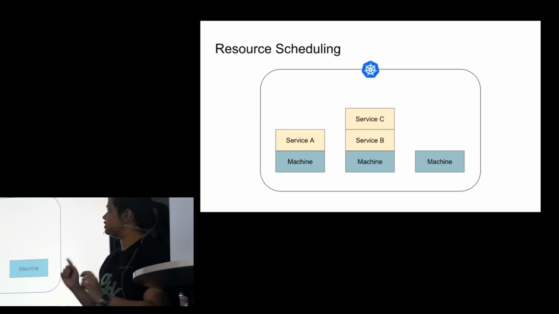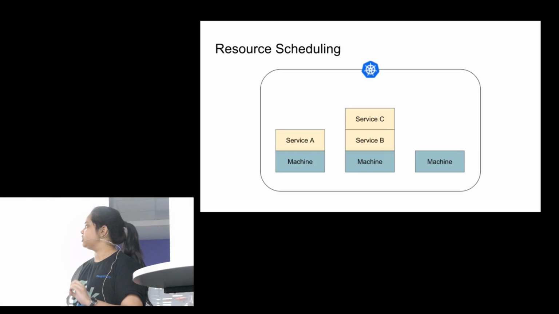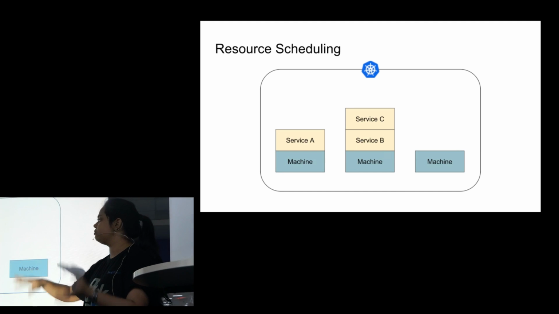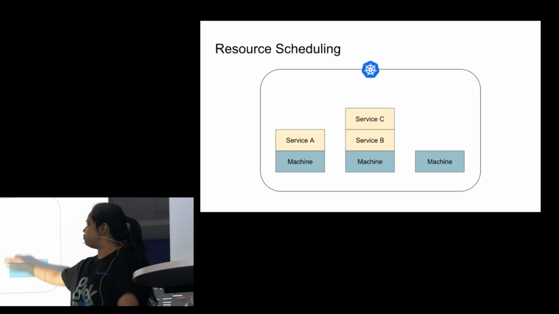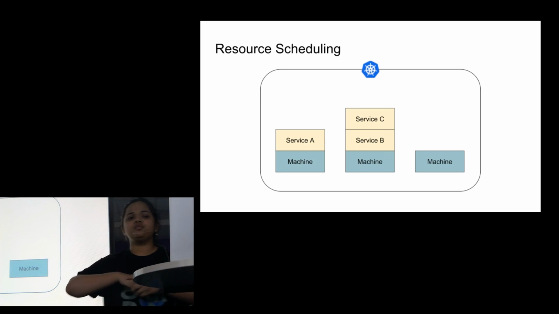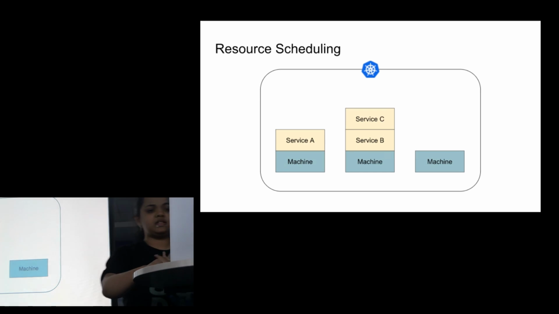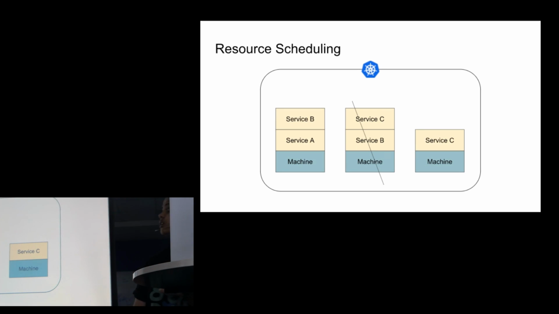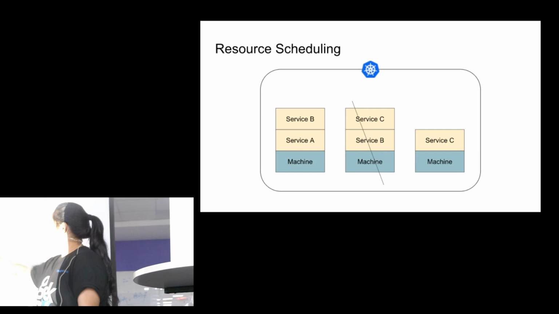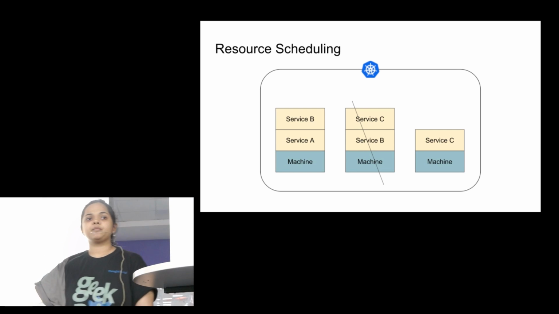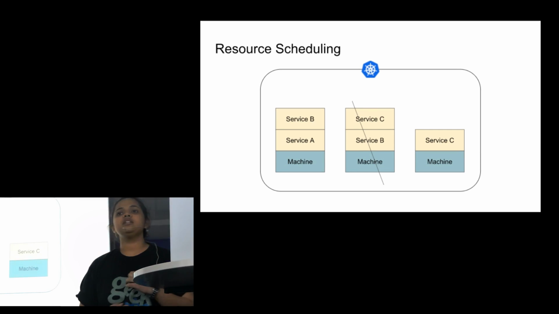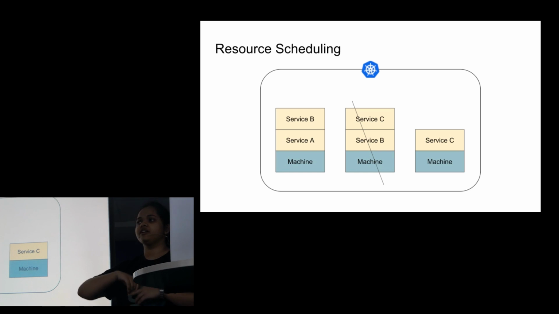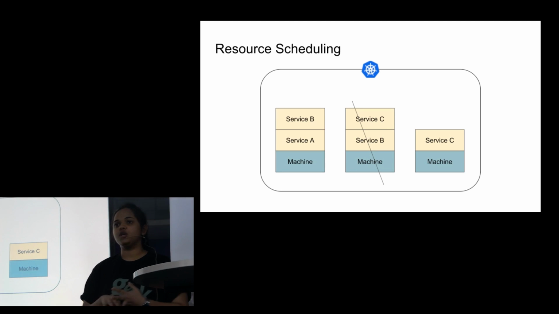Kubernetes will say, okay, I want to put service A on machine 1 and service B on machine 2. And if something happens to my second machine, it will automatically replicate it to the available resources which it has. So this is the state we are currently in. We are able to have these automations in place.